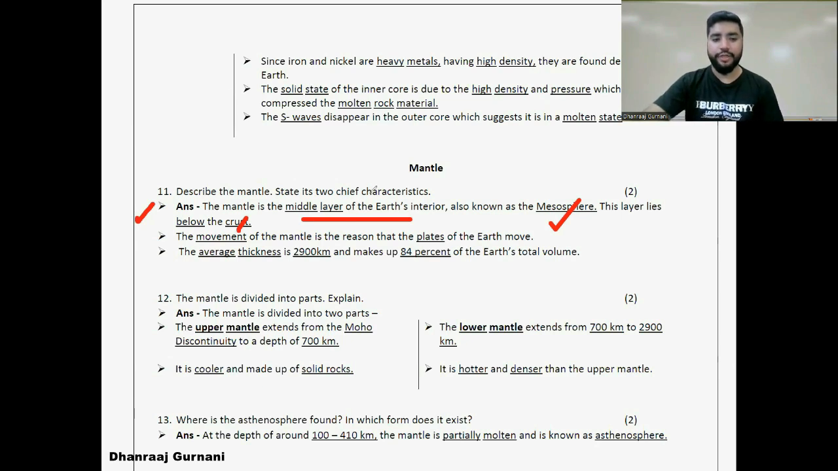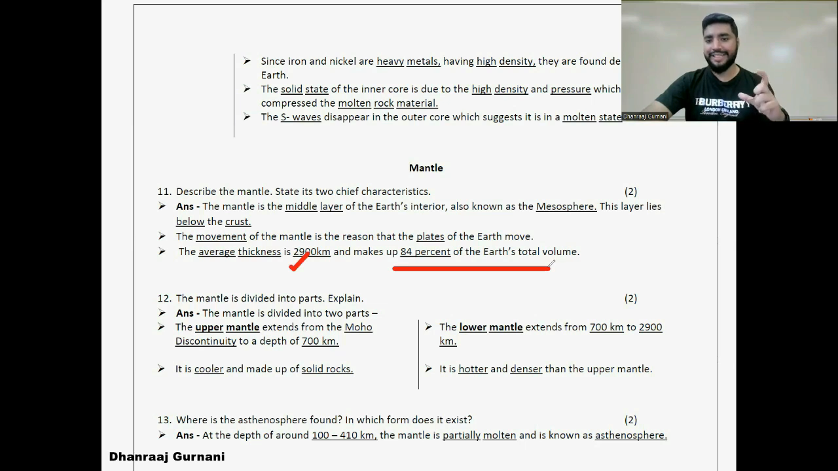Second point, the movement of the mantle. The mantle moves, and that is the reason that the plates of the earth move. The average thickness of the mantle is 2,900 kilometers. It is 2,900 kilometers thick and makes up 84% of the Earth's total volume. It's a very thick layer. It makes up 84% of the Earth's total volume.